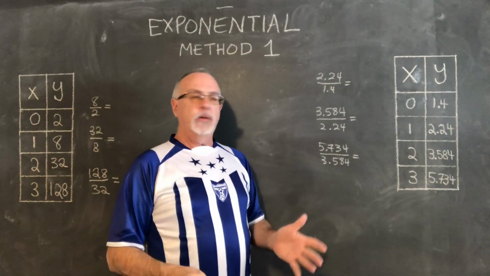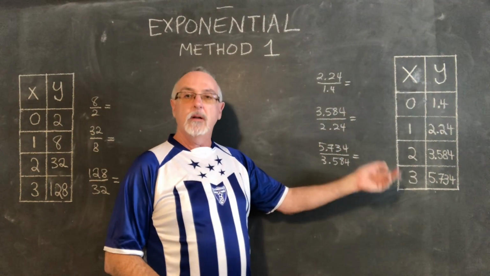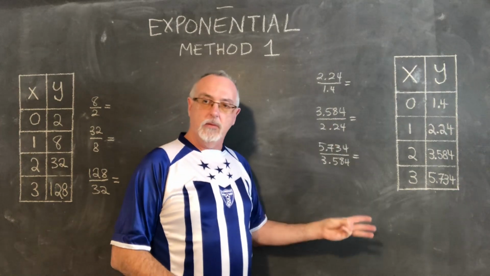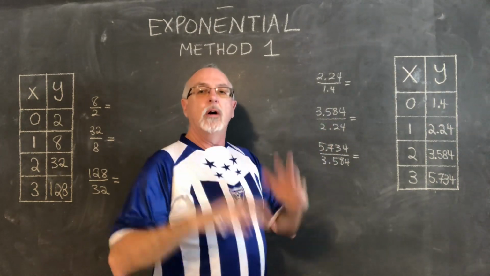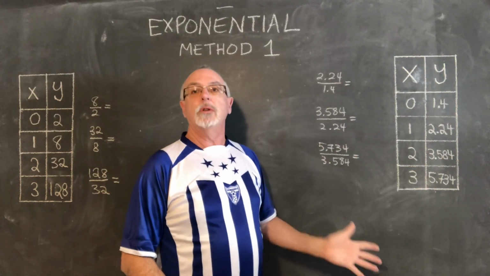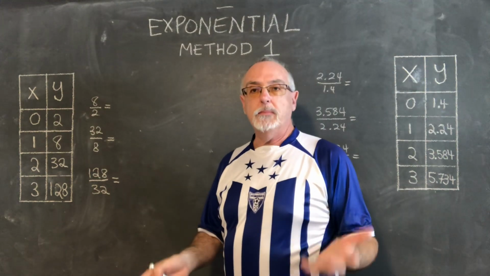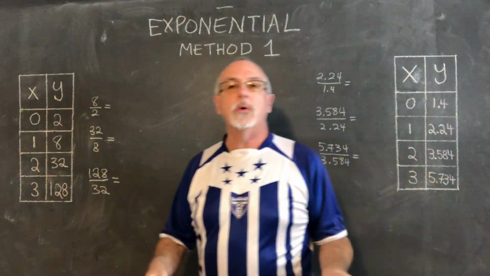I have a separate video that shows how to do the tests to see if this is a linear, a quadratic, or an exponential relationship. So I'm not doing all of that in this video. Instead, I'm just going to do the last step, which is the exponential. So the test for exponential is constant ratio or constant quotient.